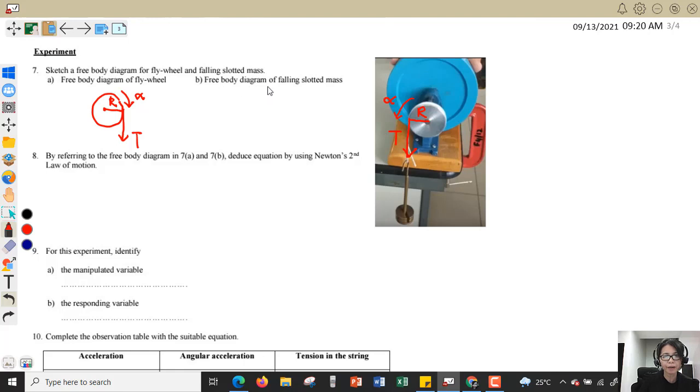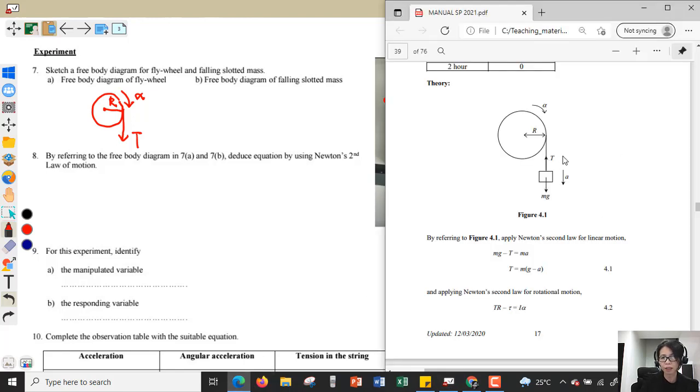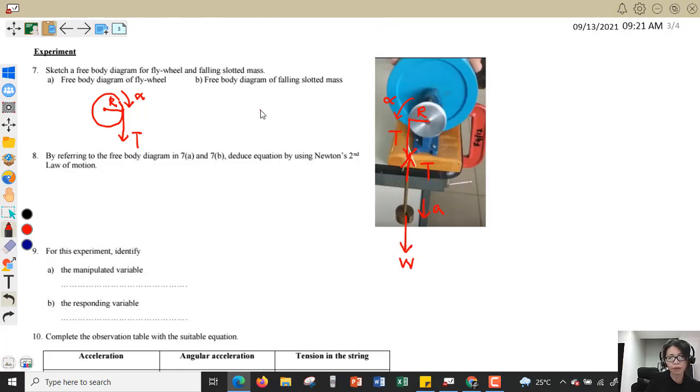Then the free body diagram for the falling slotted mass. For the falling slotted mass, it has weight downwards. At the same time, it is attached to a tension upwards. So it's accelerating downwards. Refer to the free body diagram in the lab manual. So we draw the free body diagram: for the falling slotted mass, we have weight, tension, and the slotted mass is accelerating downward.